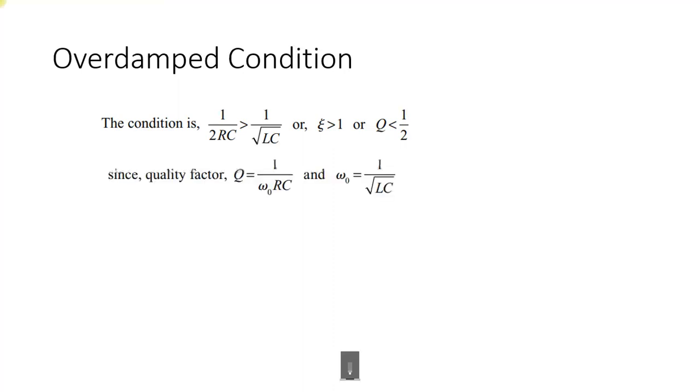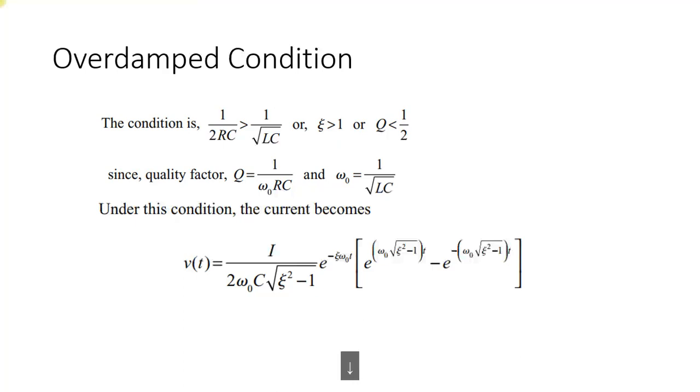We know that the quality factor Q equals 1 divided by omega into R into C, and omega naught is equal to 1 by square root of LC. Now you substitute these values. Under this condition, this is the general expression. Here, for the overdamped condition, the term zeta square minus 1 should be greater than 1, so it should have a positive value.